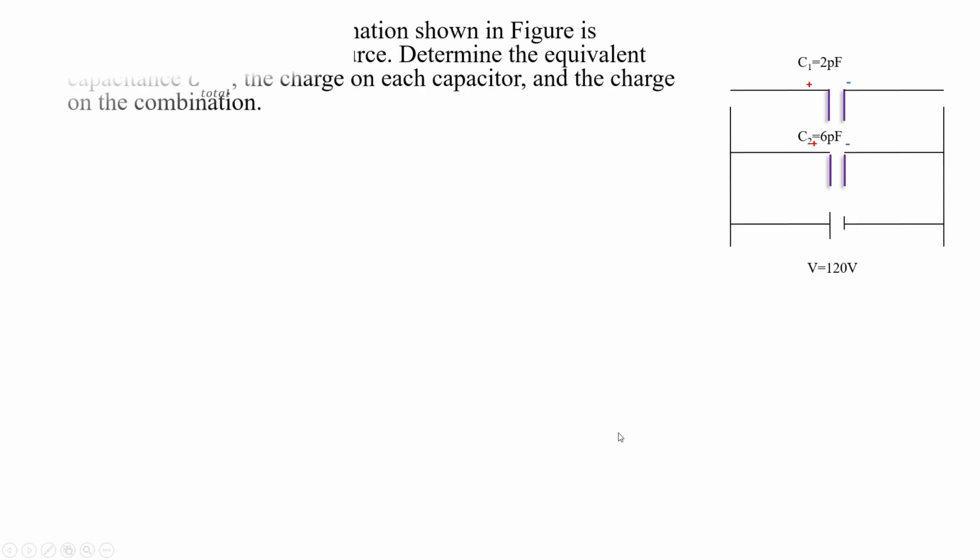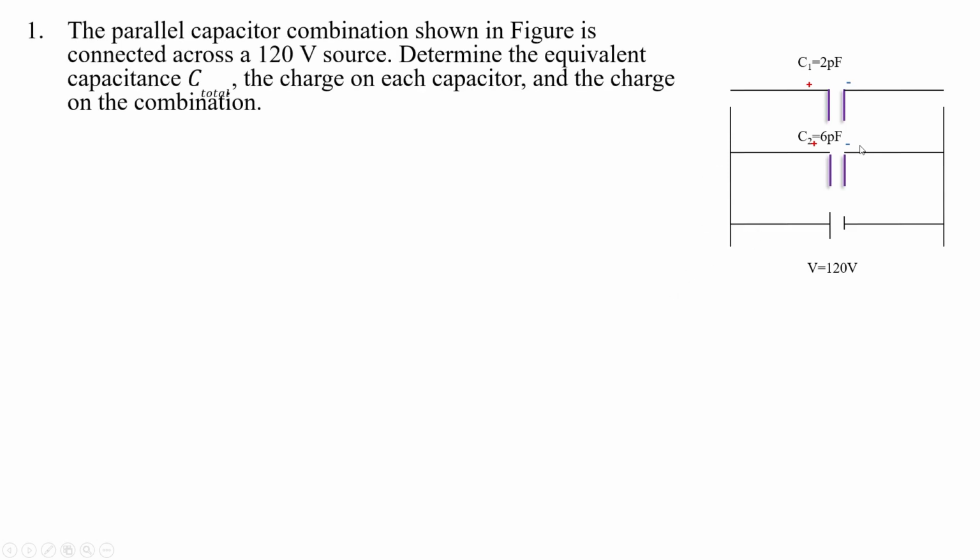Now let's do some examples. Question number 7: you can see over here the capacitors are connected in parallel and the voltage supplied is 120 volts, and we know the rule that the voltage in parallel combination is the same. The parallel capacitor combination shown in the figure is connected across a 120 volt source. Determine the equivalent capacitance, the charge on each capacitor and the charge on the combination.